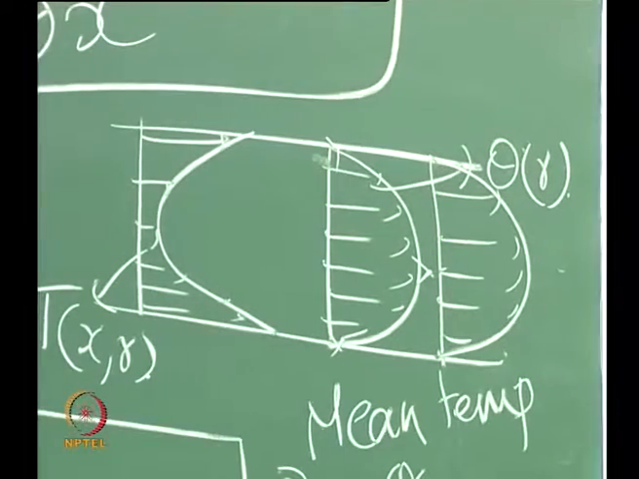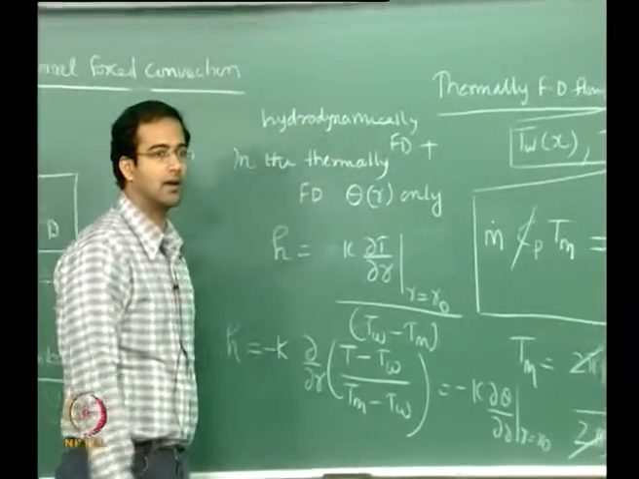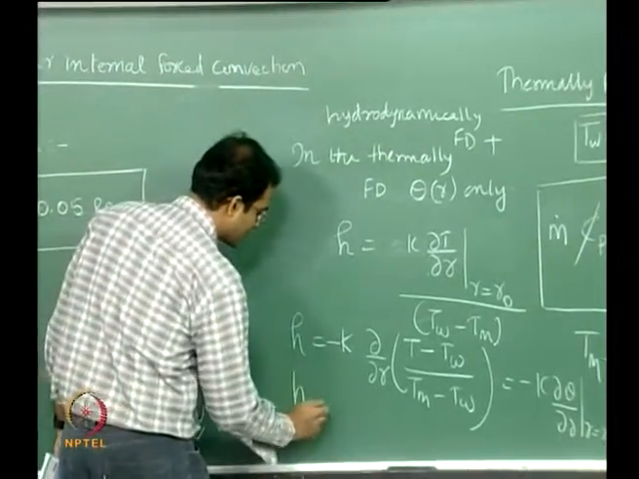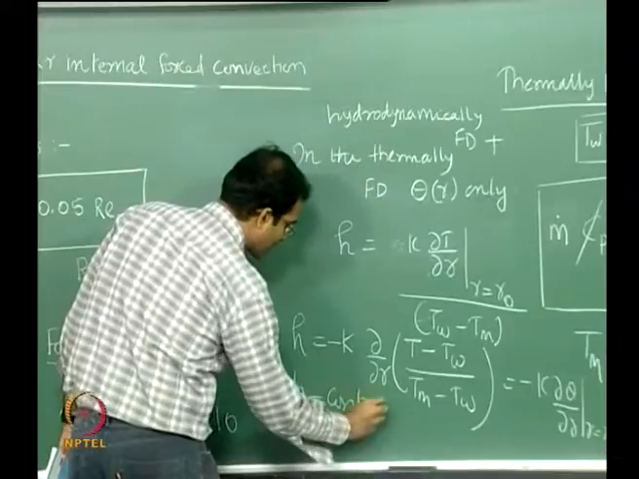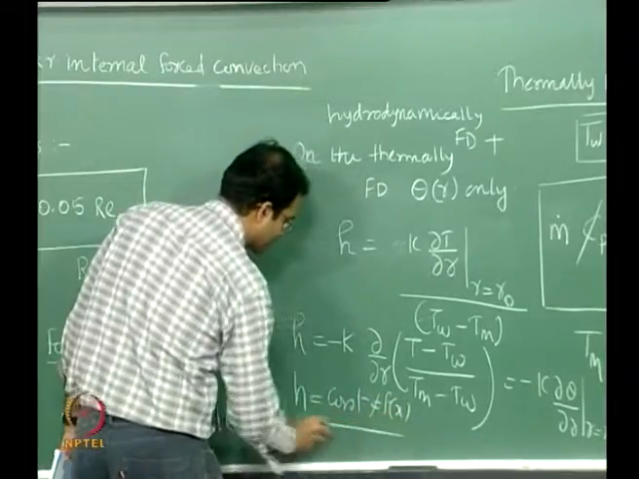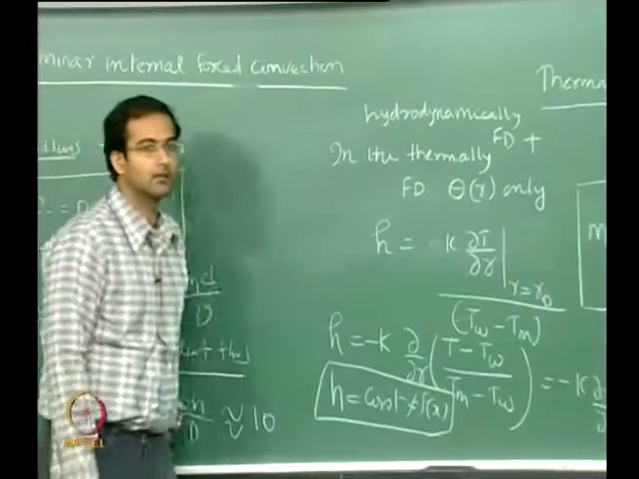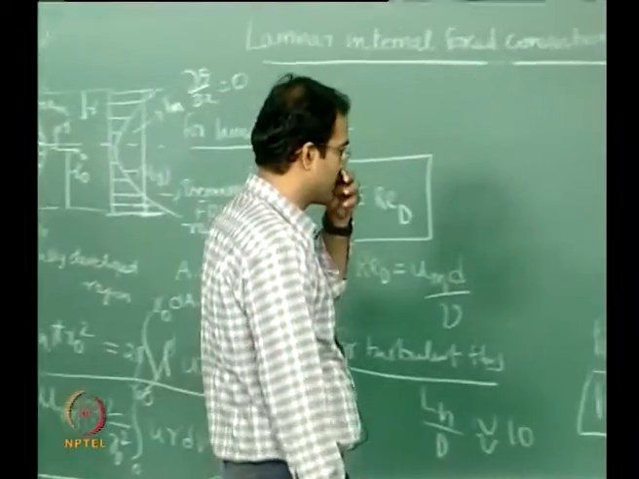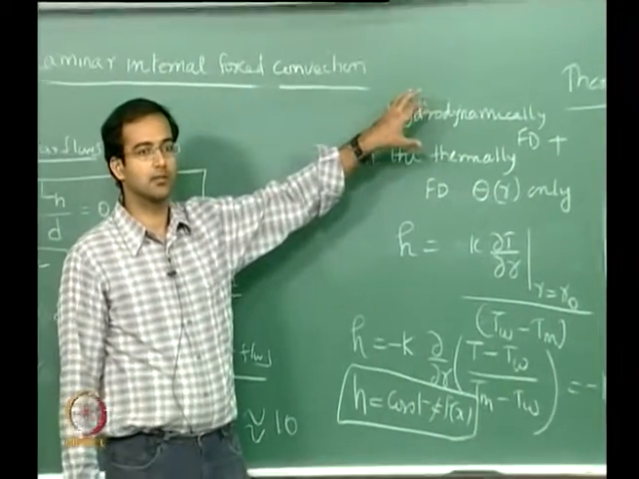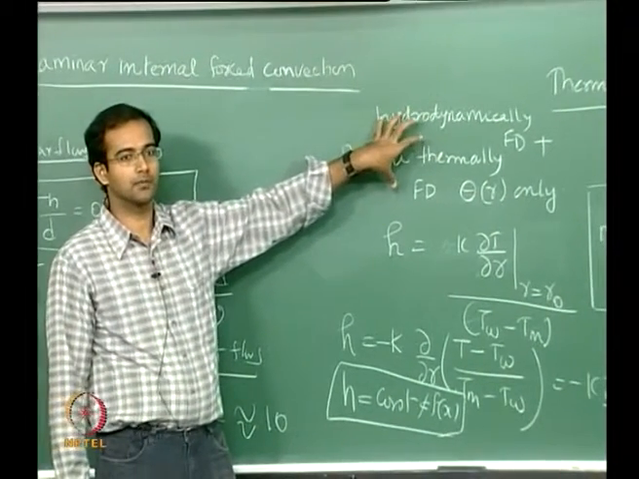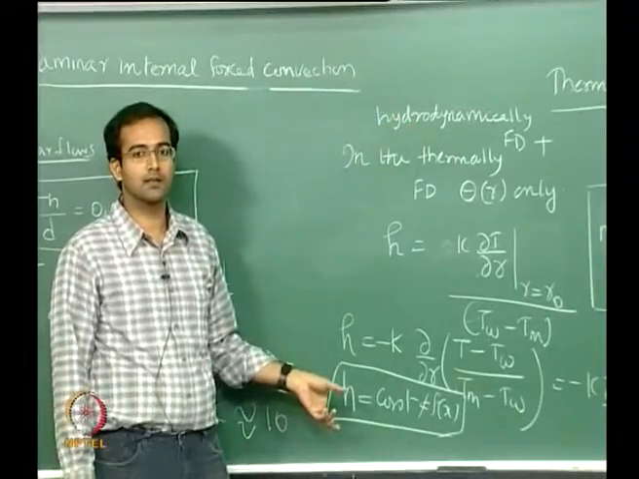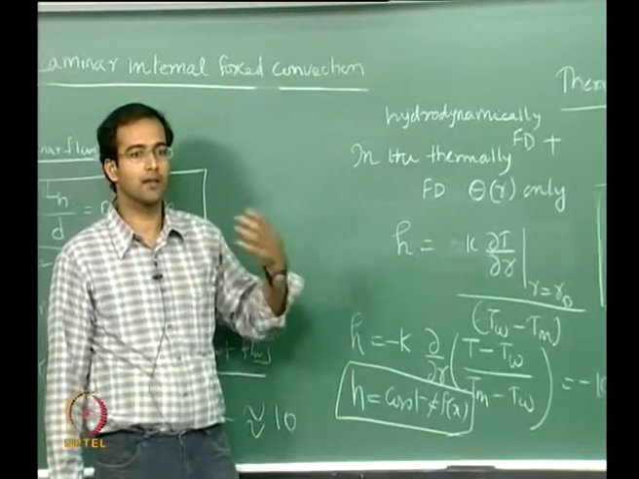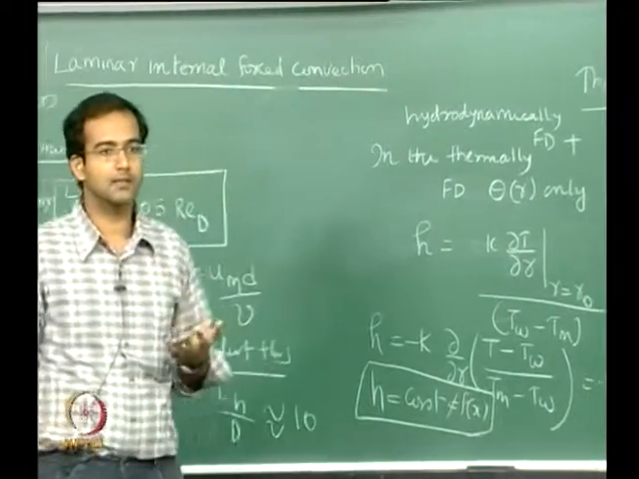Therefore this d theta by dr at r equal to r naught has to be a constant value. Which tells me that my h is a constant, so it's not a function of x. This is a very, very important conclusion. As far as laminar internal flows, both hydrodynamically and thermally fully developed, your heat transfer coefficient will become a constant. It's not a function of x. So that is going to simplify your correlations very drastically.